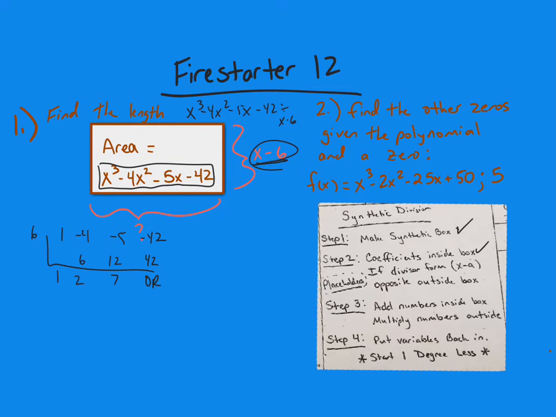So I've added my numbers inside the box. I multiply my numbers outside the box. I have to put my variables back in. I have x cubed to start, so this becomes x squared, I don't want to put minus, plus 2x plus 7. So that's our missing side. All right, that's our missing dimension.